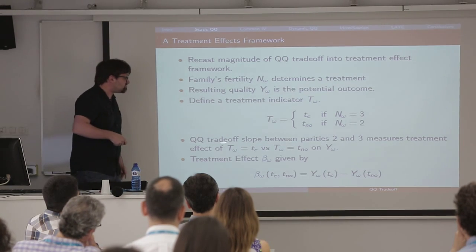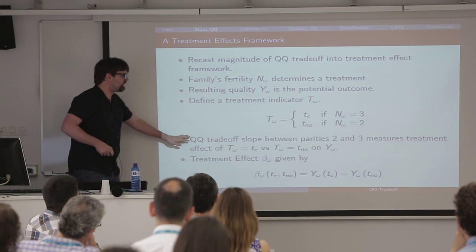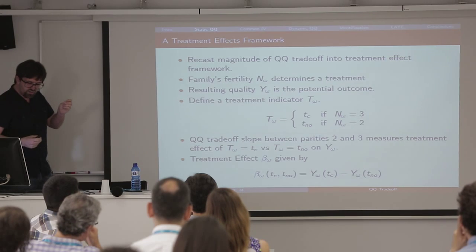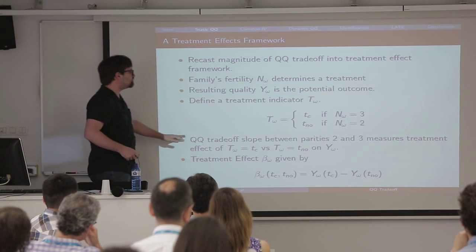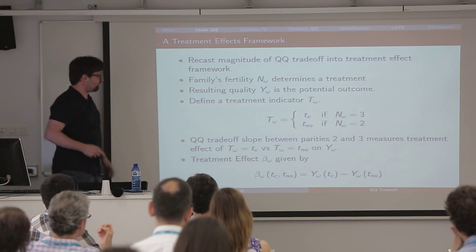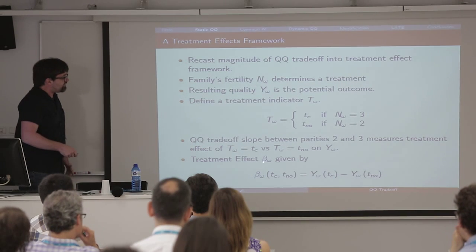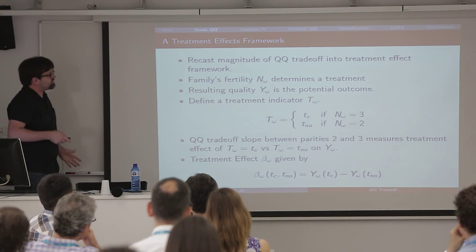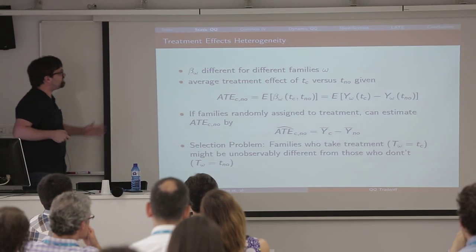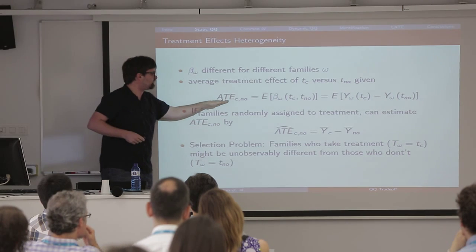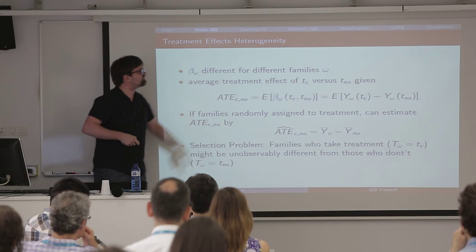And so the quantity-quality trade-off is just going to give you the slope of that curve between 2 and 3. It's going to give you the effect of having a child versus not having it on Y. For a family omega, beta omega is going to be that causal effect. Now, this is for a single family, but of course, families are different, so beta omega can be different for different families.